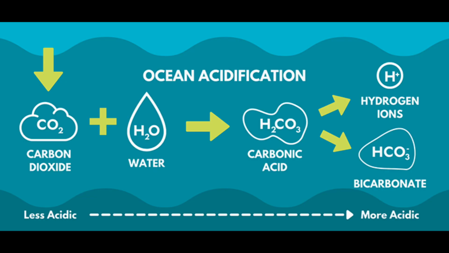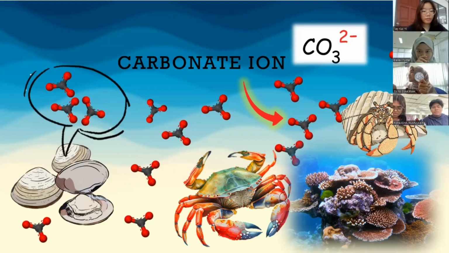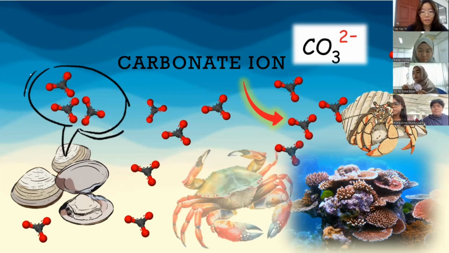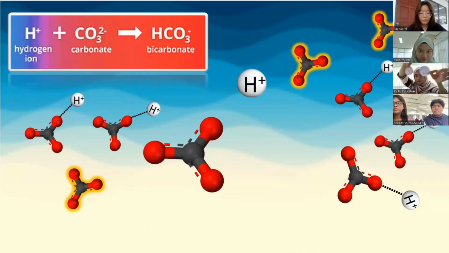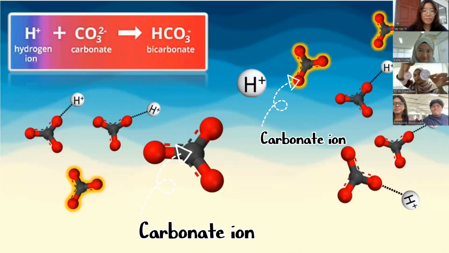As Ayman had explained, carbon dioxide dissolves into the seawater, thus forming carbonic acid. The carbonic acid then dissociates into hydrogen ions and bicarbonate. Let's see what happens next. As we know, carbonate ion is naturally occurring in seawater, and it's very crucial for calcifying organisms to build and maintain their shells. Marine life such as crab, hermit crab, sea clams, and even coral use carbonate ion to build their shells. So what happens when excess CO2 is dissolved into the seawater?